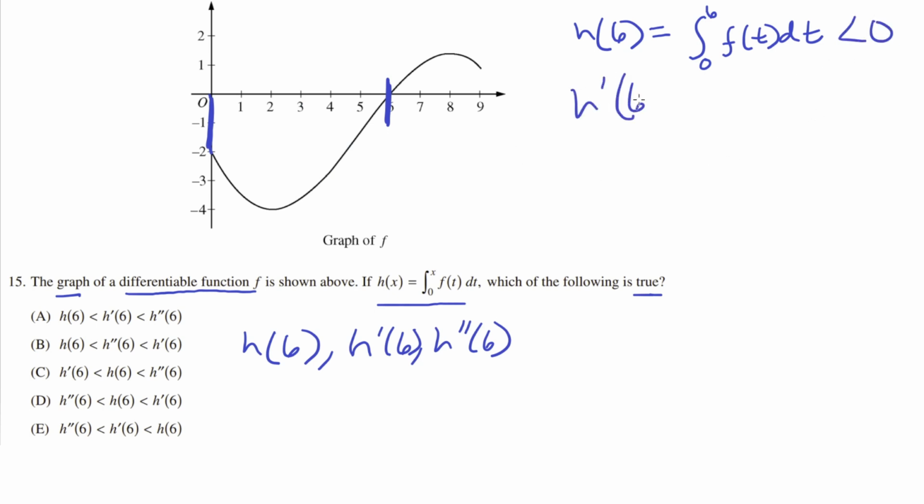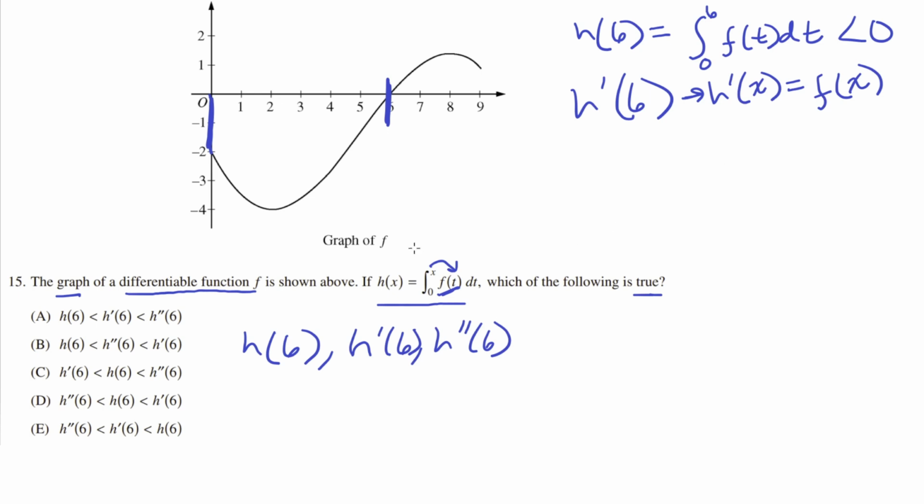What about h prime of 6? H prime of 6 is the derivative of h of x. And so let's find the derivative of h of x. H prime of x is the derivative of this integral. And we know when we're taking the derivative of an integral, we just leave the integrand as is and plug in the top boundary. So h prime of x, this is one of the fundamental theorems of calculus. So when we plug in x into f of t, we're just left with f of x. So that means h prime of x is just equal to f of x.